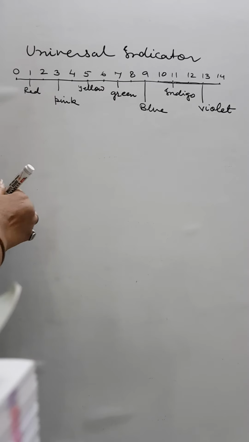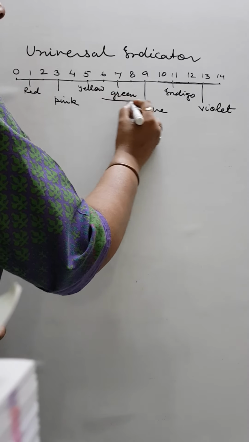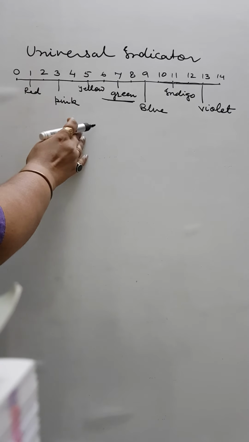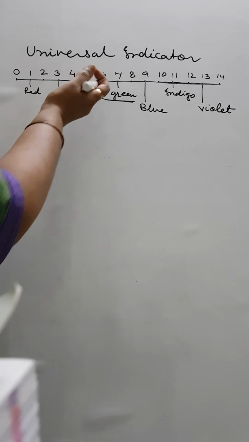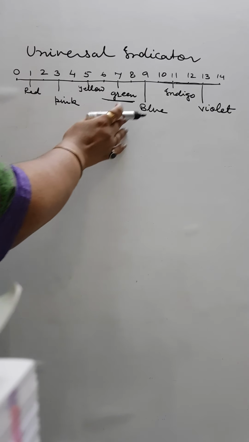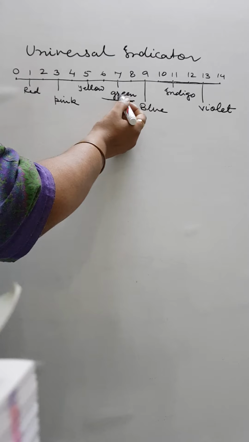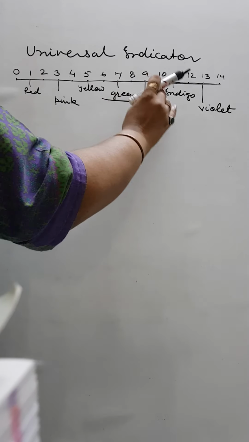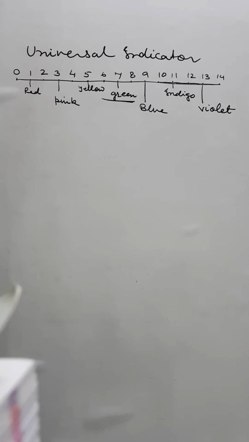7 is green, which is neutral. Then as you go lower and lower, the color changes to pink and then red. In between, we also have a phase yellow. Similarly, when we go on the higher side of the pH, 7 to 8, 9, it becomes blue, then indigo, and then finally violet in color.